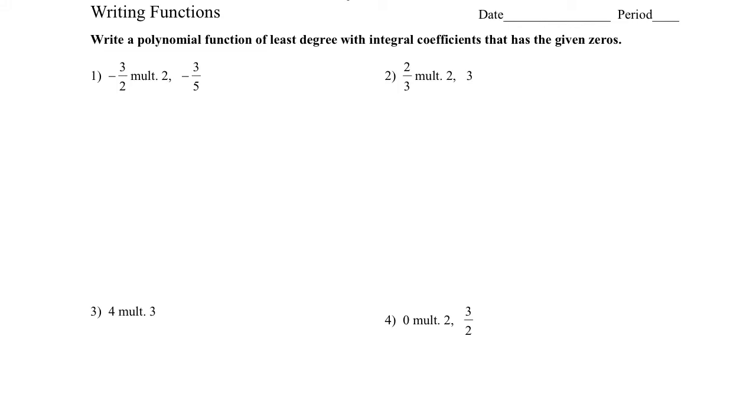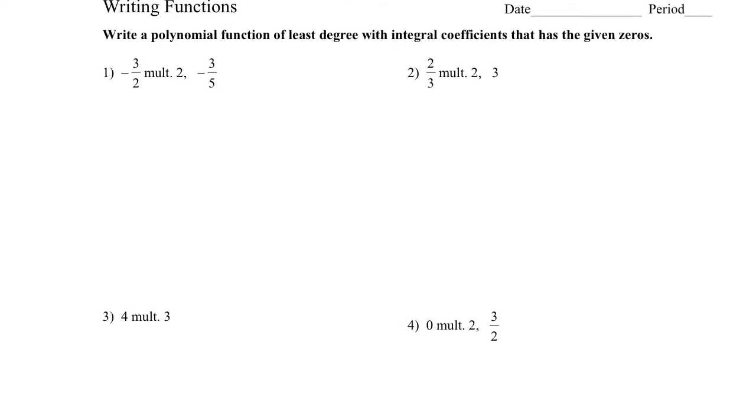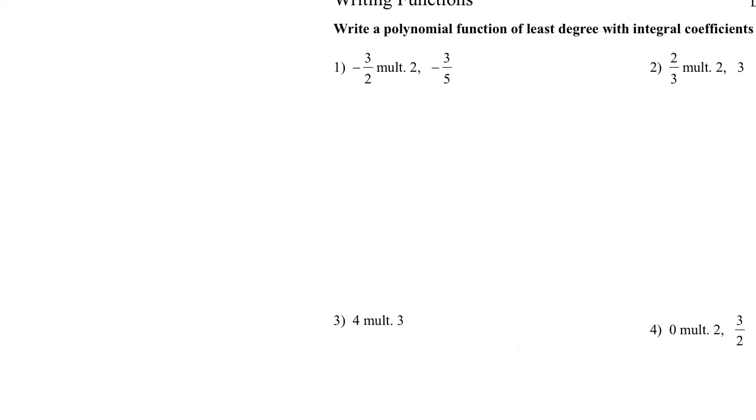Okay, this writing functions assignment, you're just taking the zeros and using the zeros to write a function. Now, if you remember, the zeros of a function are where the function crosses the x-axis. So here I just do a quick function. Here's my y-axis, there's my x-axis, and each of these intersection points with the x-axis are the zeros.